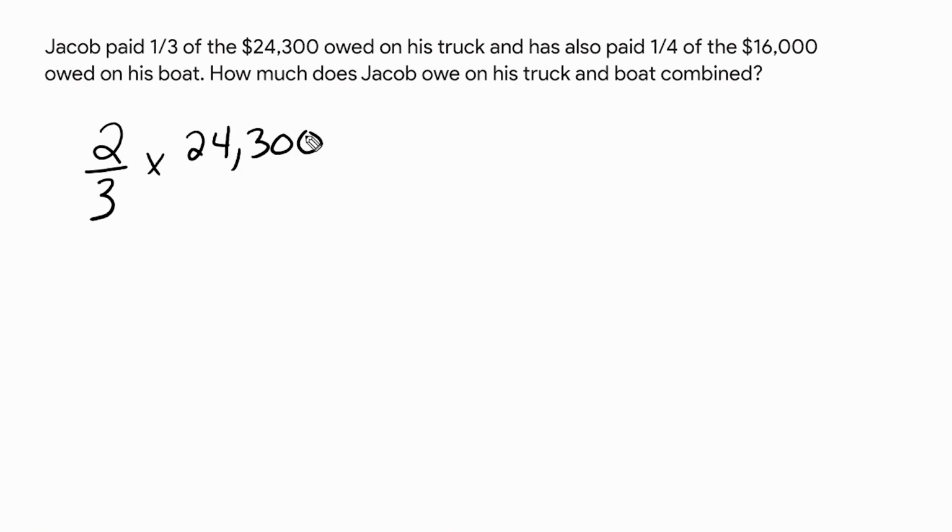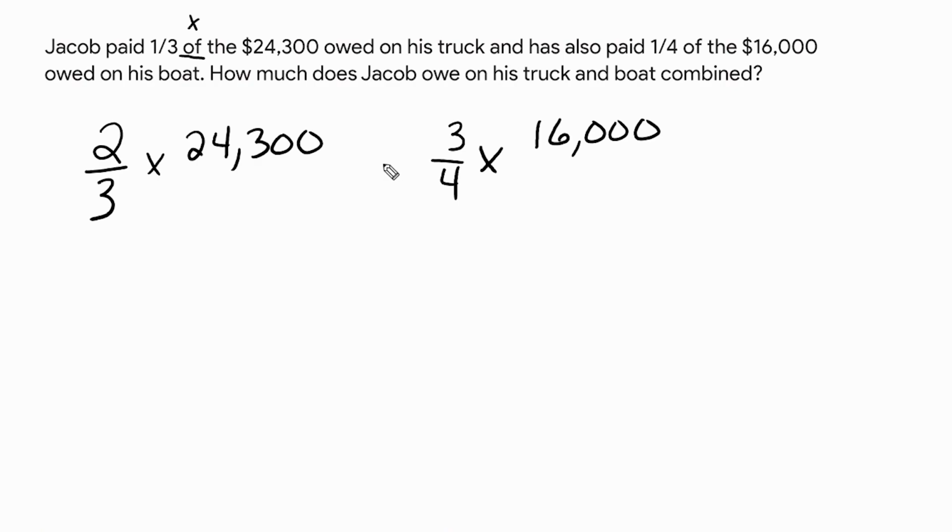24,300. Now, how do we know that we actually multiply in this case? Well, whenever they give you a fraction immediately followed by the word of, we can replace that word of with a multiplication symbol. So instead of saying 1/3 of 24,300, we can say 1/3 times 24,300. And the same thing goes for the amount that he owes on his boat. He paid off 1/4 of that, which means he still owes 3/4 of that 16,000.